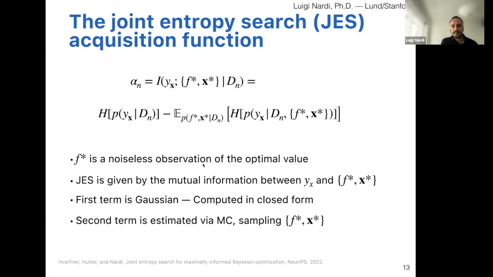And so this is pretty similar to what we were seeing in the entropy search and max value entropy search formulations. F star, just to make sure that we are on the same page here, is a noiseless observation of the optimal value. And the first term, this term here, is Gaussian, so this is computed in closed form, pretty simple. The second term can be estimated via Monte Carlo by sampling F star and X star. I think this is what I was also mentioning before. You can sample this through this Thompson sampling mechanism.